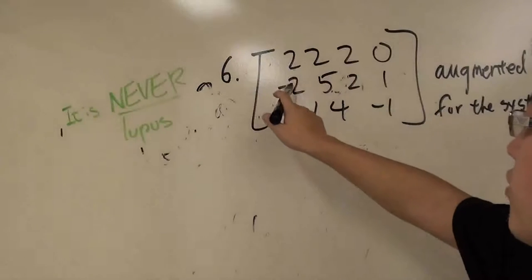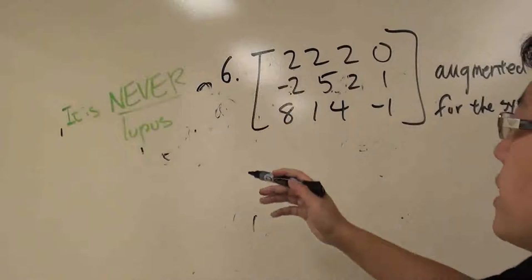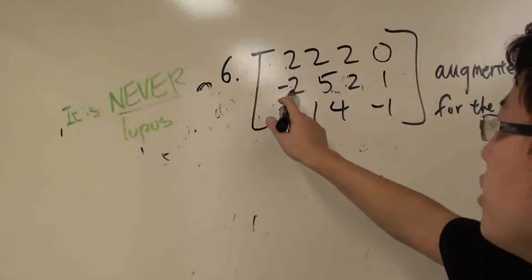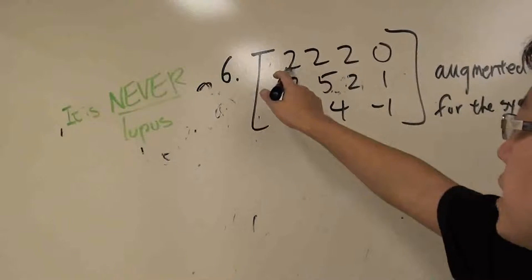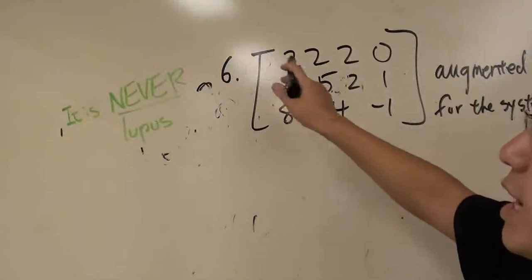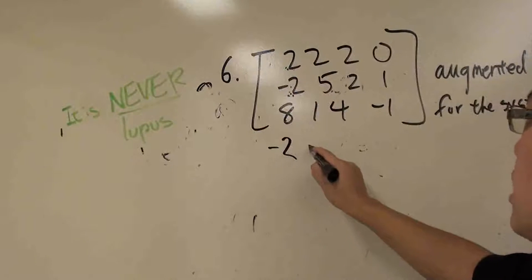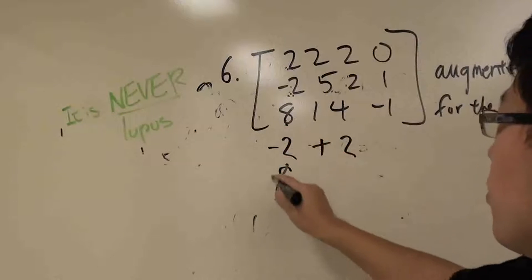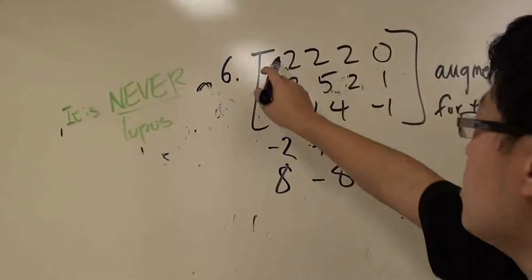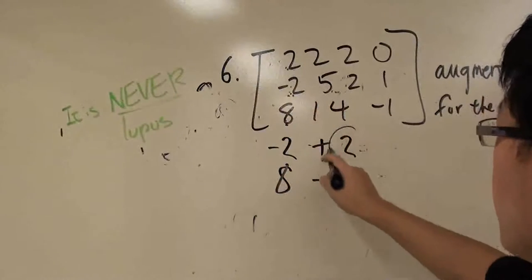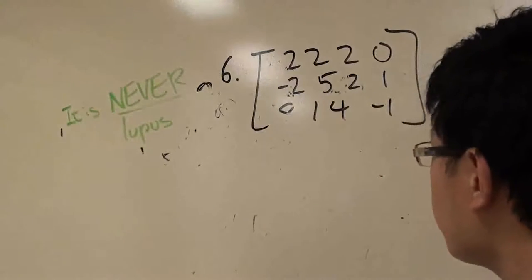So how do I get rid of all these leading coefficients below? Well, negative 2 and 8. What's the best way? Just add 2 to negative 2 and it becomes 0. What about 8? It has to become negative 8 so that they cancel each other out. So if it's negative 2, how do I make that into 0? Plus 2. If it's 8, make it negative 8. So I want to manipulate my first row to get these two options. We'll talk more about it as we go along.